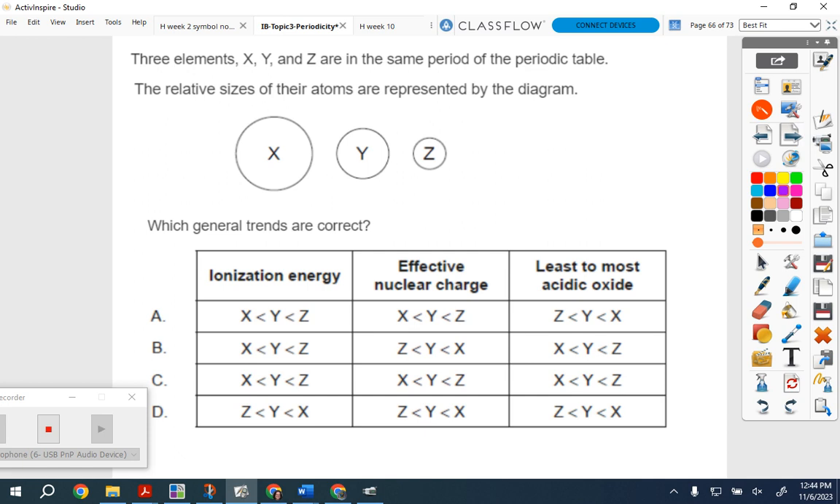Edward, you look like the wheels are turning. It's correct, yeah. So the largest atom is going to be on the left side. The smallest atom is going to be on the right side. Okay, so it just goes X, Y, Z across. And then it asks you which trends are correct. It asks you ionization energy, effective nuclear charge, and least to most acidic oxide. So take a minute to think about who's got the highest ionization energy, who's got the highest effective nuclear charge, and who has the most acidic oxide out of these three elements.